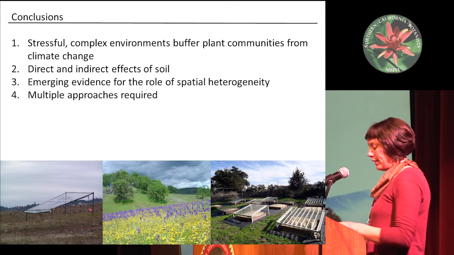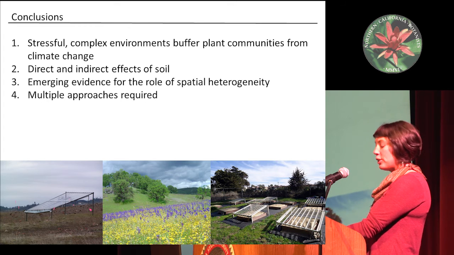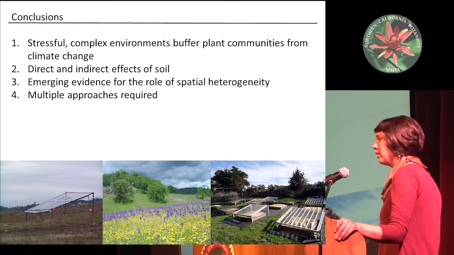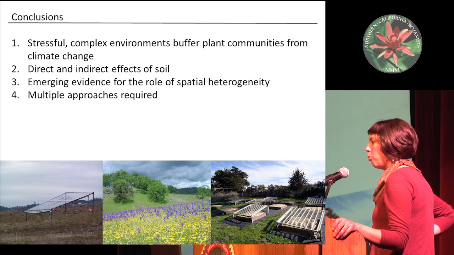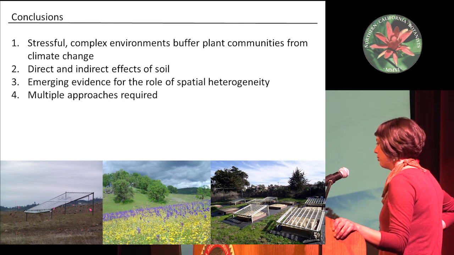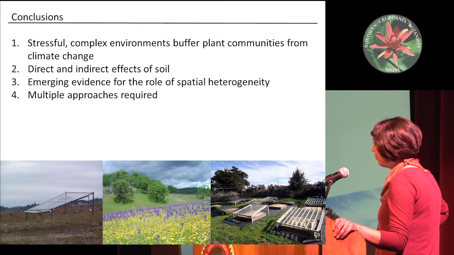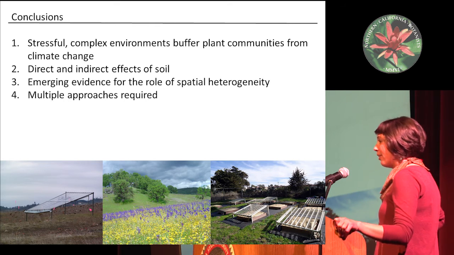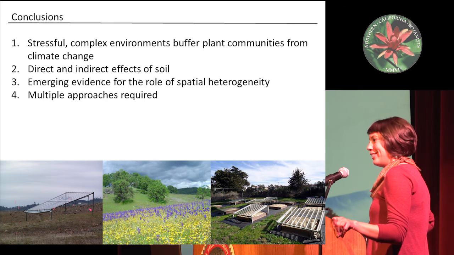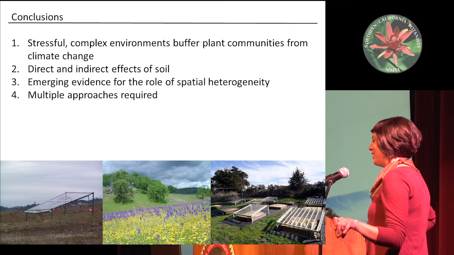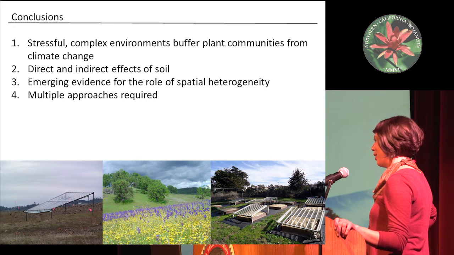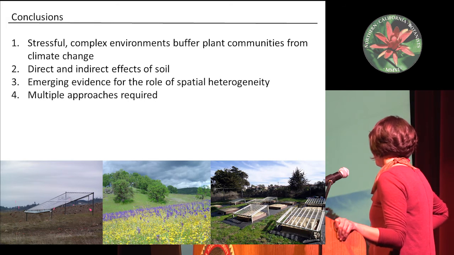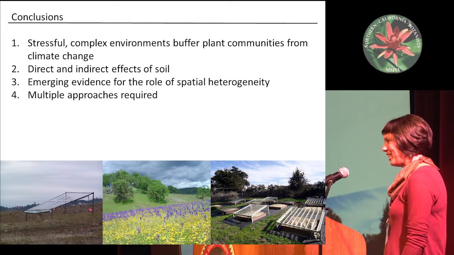But in general, what we find is that stressful, complex environments could buffer species from climate change or from communities, and there seems to be a role both for the direct and indirect effect of soil types, and some evidence to suggest the role of spatial heterogeneity. However, that said, Susan Harrison will speak later tonight and discuss that that conclusion may not be quite as 100% as we thought, that there's some other caveats. So I will take any questions.